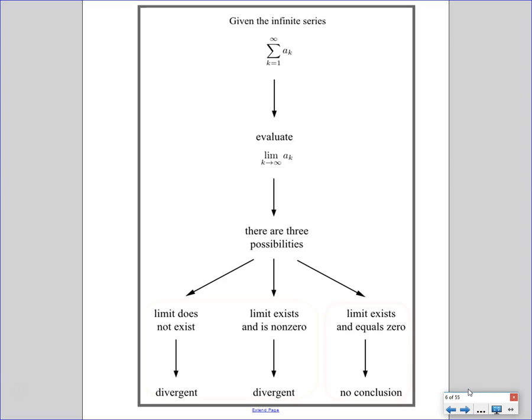The limit does not exist. Well, it's not zero, so it diverges from the divergence test, right? It can be infinity, negative infinity, or DNE because it oscillates. If the limit does not exist, divergent. If the limit exists and is anything besides zero, which could still be infinity, negative infinity, but also all non-zero constants, divergent. If the limit exists and is zero, nothing, try another test.